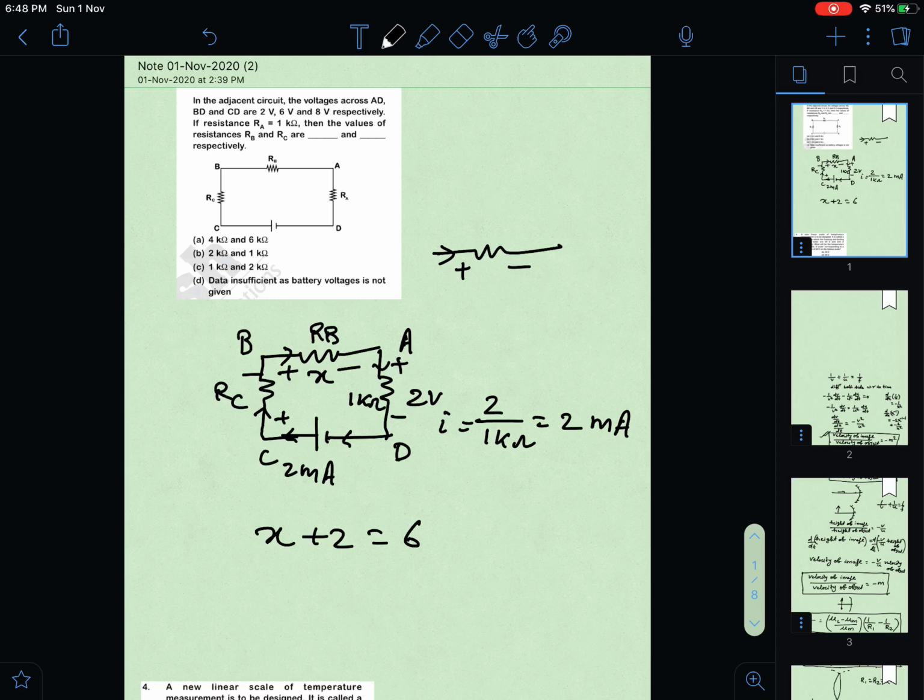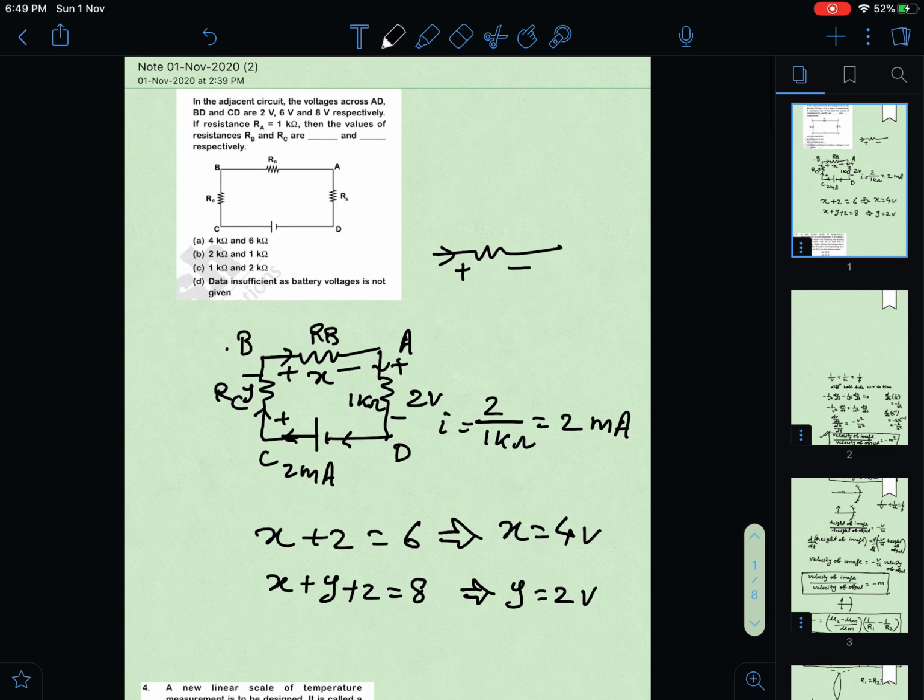So I can write x plus 2, potential drop across BA plus potential drop across AD. I have written x plus 2. They have given between B and D, the potential difference, x plus 2 is equal to 6. Let this one I have taken y. So can I write x plus y plus 2 is equal to 8, as they have given. So I can calculate that x is equal to 4 volt, and putting x is equal to 4, I get y as 2 volt.